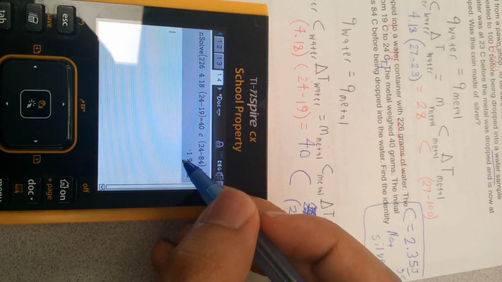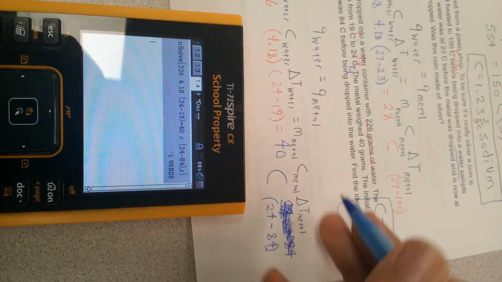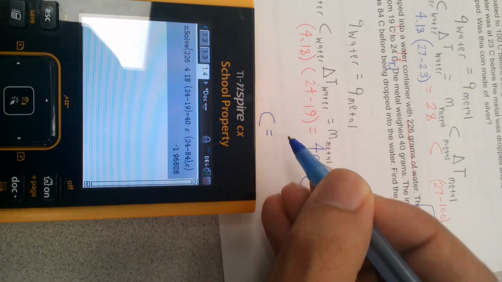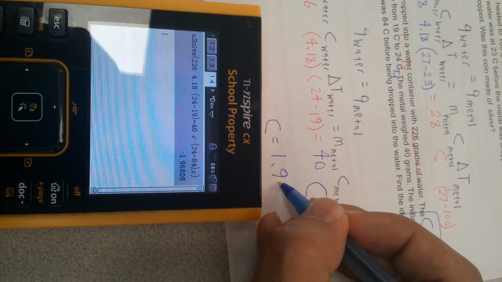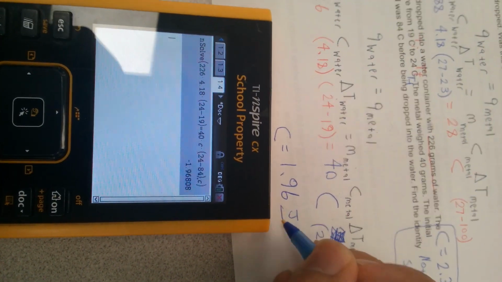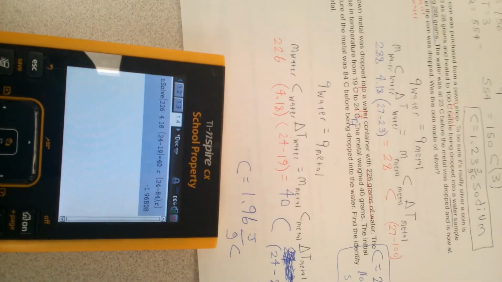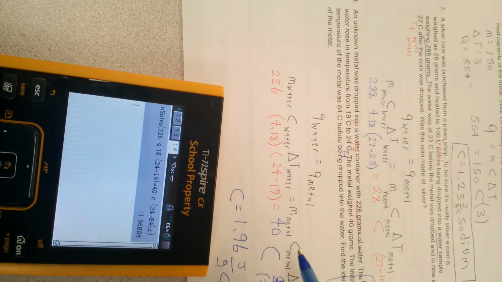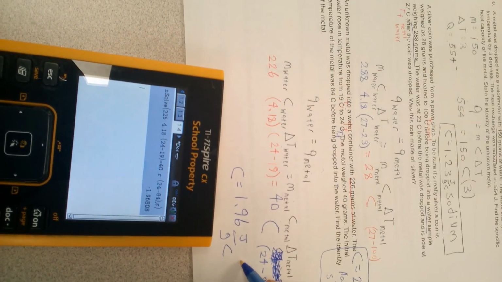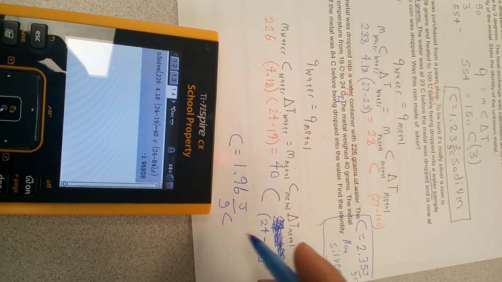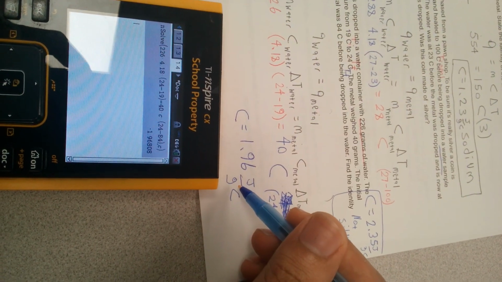So the specific heat capacity turns out to be 1.96. Ignore the negative. It is irrelevant here. And of course, the specific heat capacity of the metal is not on your charts. There is nothing on your chart that says 1.96 or is even close to that.